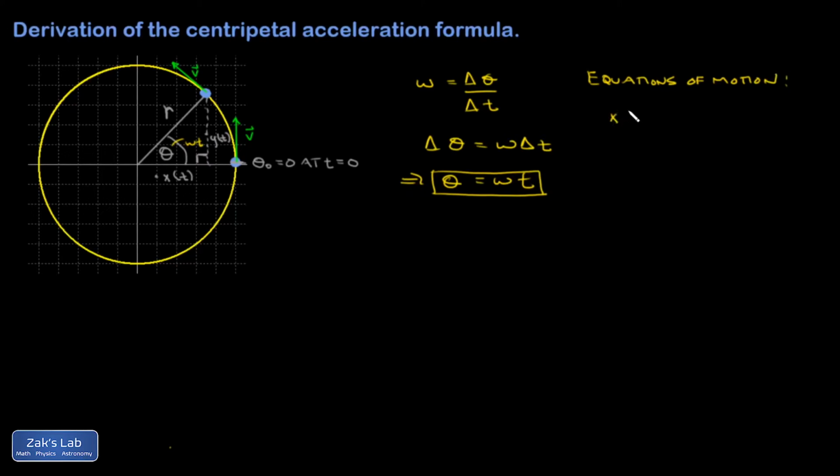And that is x of t equals r cosine omega t, and y of t equals r sine omega t. And if you have that, you have everything about this motion, and our main goal today is to get the centripetal acceleration formula.